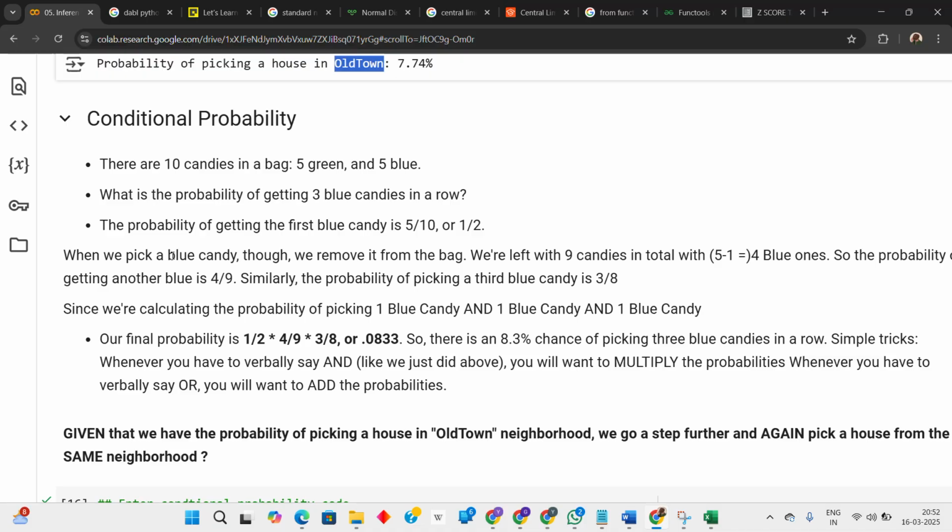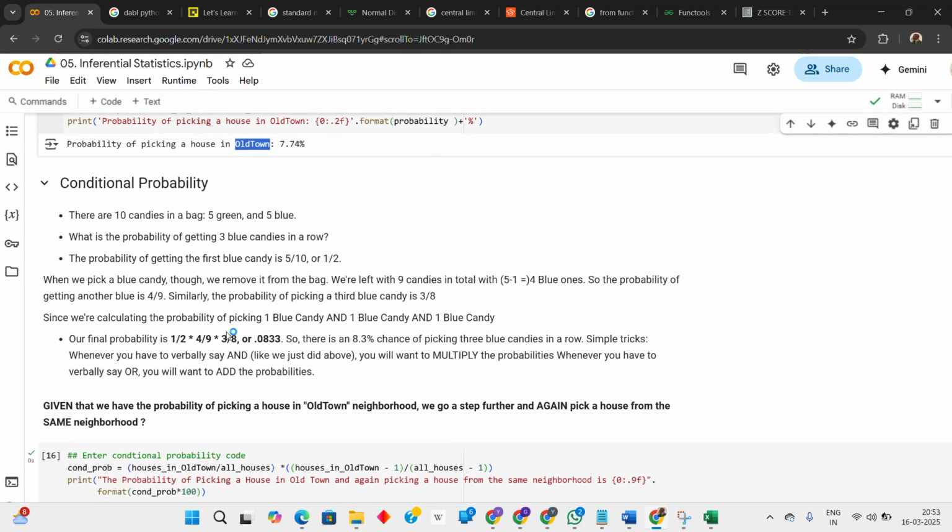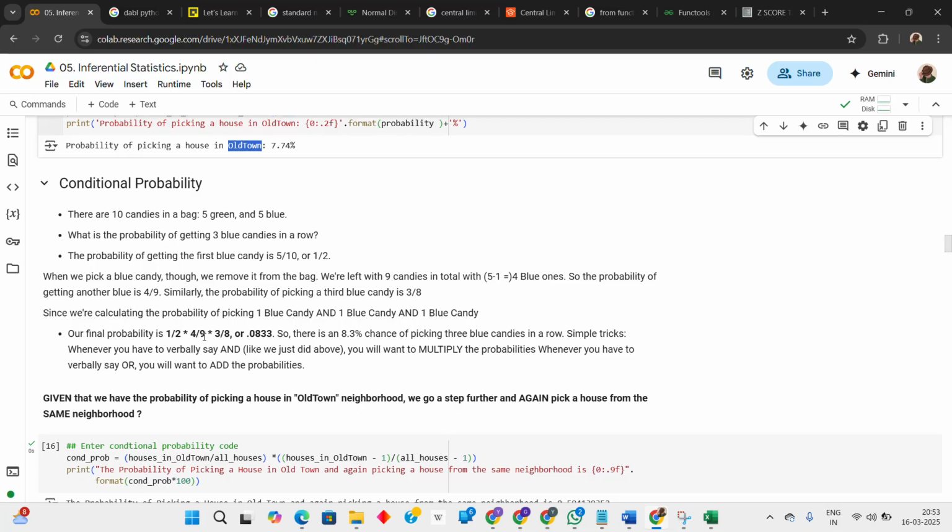And then the second candy also you are expecting to be blue. One candy you already picked, so the total is not 10, there are only 9. Out of these 9, you are expecting one to be blue. The first one is already blue, so then 5 minus 1, 4. So 4 divided by 9 is the probability of the second candy being blue.